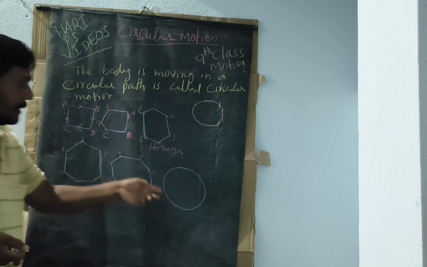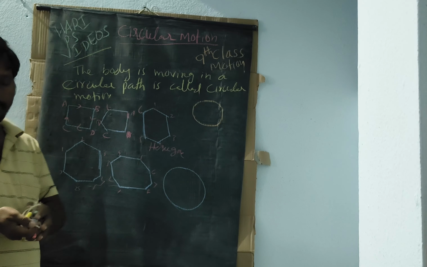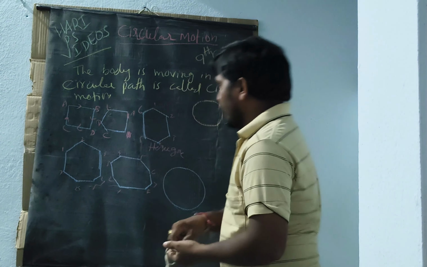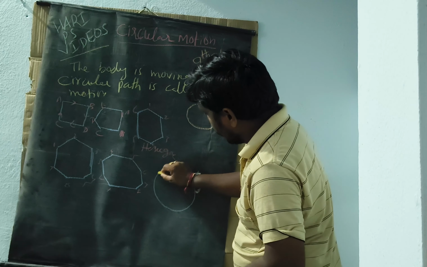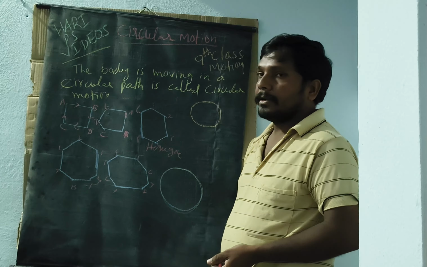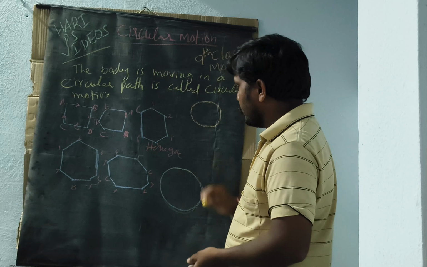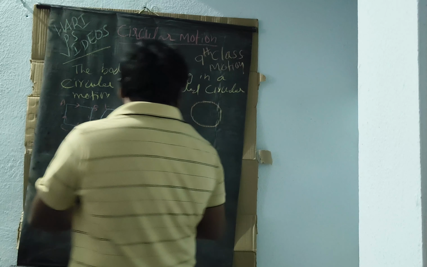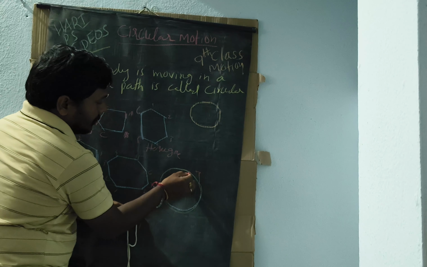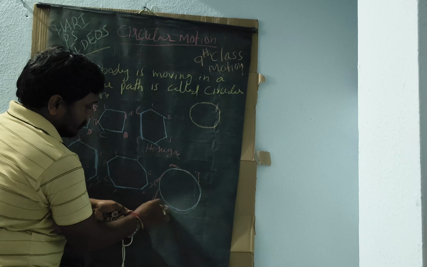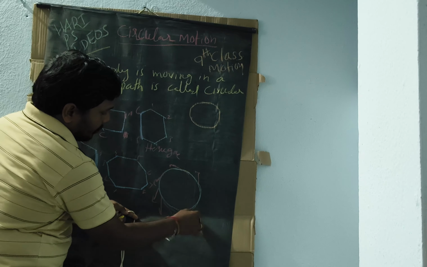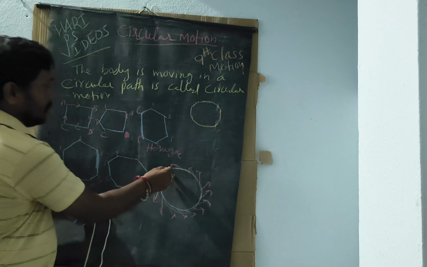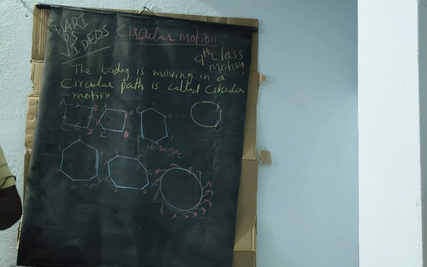Similarly, in the case of a circular track, at every point the athlete needs to change the direction. So at every point there will be a change in direction. At every point the athlete changes the direction.